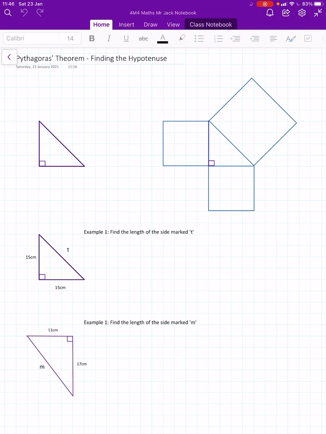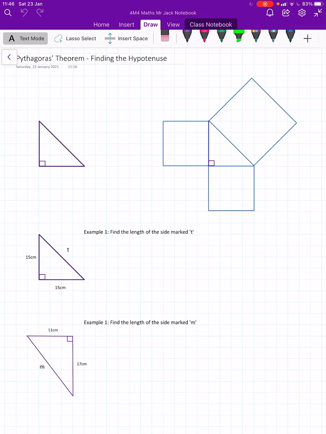There is one important thing that we have to get to grips with first of all, which is that Pythagoras' theorem can only be used with right angle triangles. Okay, so don't try and use it on any other triangles. There's got to be a right angle triangle. So that's the first thing.